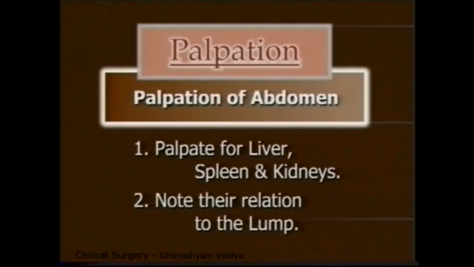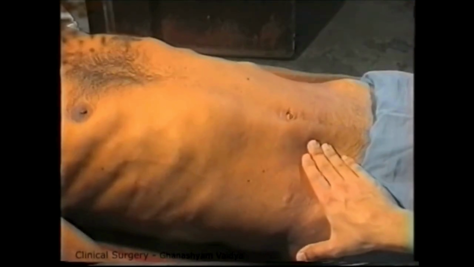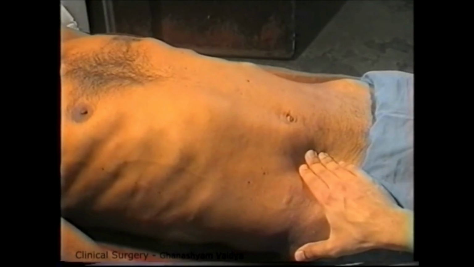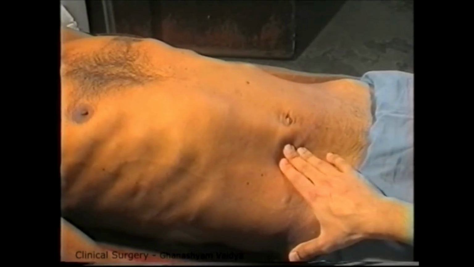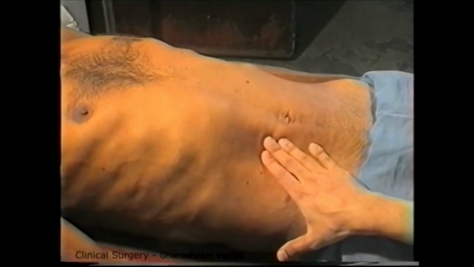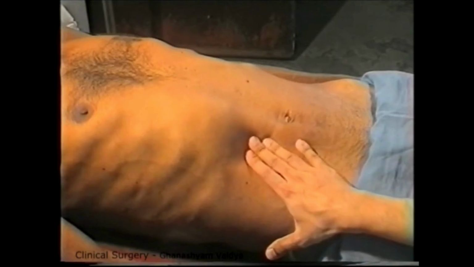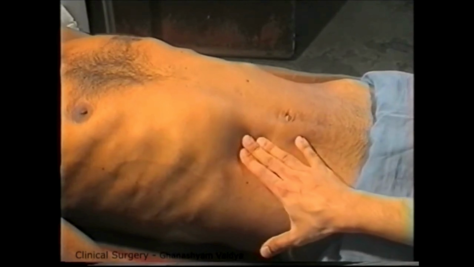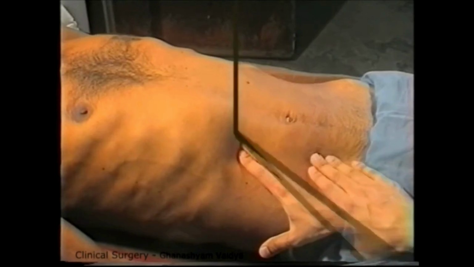Palpate for enlarged liver, spleen and kidneys, and if any of them are palpable or are located close to the lump, note their relation to the lump. To palpate for the liver, start palpating in the right iliac fossa along the mid-clavicular line with the fingers parallel to the liver border, exerting moderate pressure during expiration.